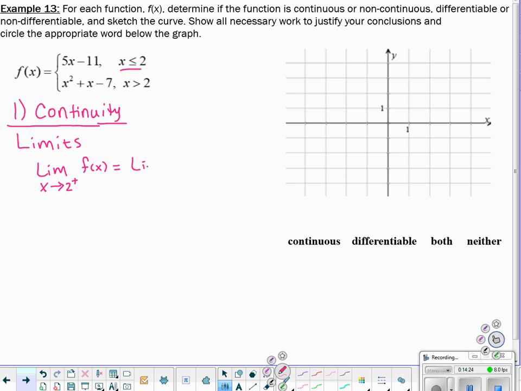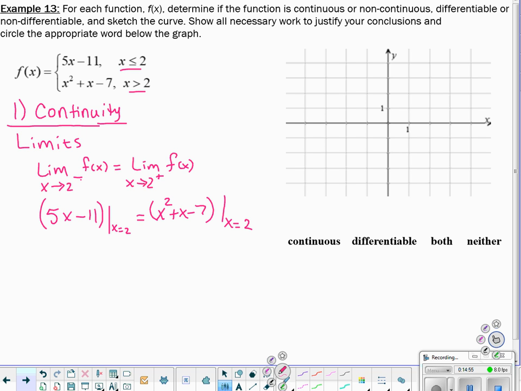And I'm going to set that equal to the limit from the right. Oh, sorry. I said left, wrote plus, didn't I? In this one, since it's greater, it will be from the right side. Alrighty, and then we're evaluating at 2. So we'll have 5x minus 11 evaluated at x equals 2. That's an evaluation sign when I draw that straight line. And then I need x squared plus x minus 7, also evaluated at 2. So that gives me 10 minus 11 on this side. On this side we have 4 plus 2 minus 7. Negative 1 equals negative 1.